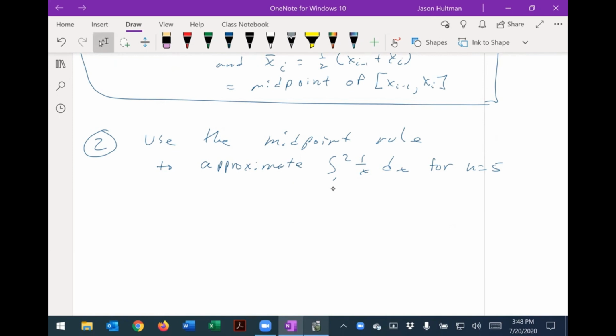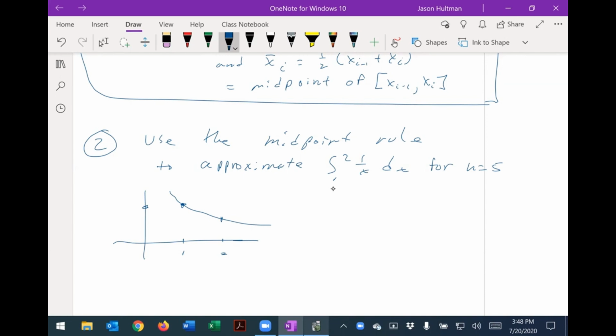Okay, so let's draw our graph. Here's my graph of 1 over x. Let's let this be (1, 1), and then we're going to go out to, sorry, (2, 1/2). And now I want to draw some rectangles.